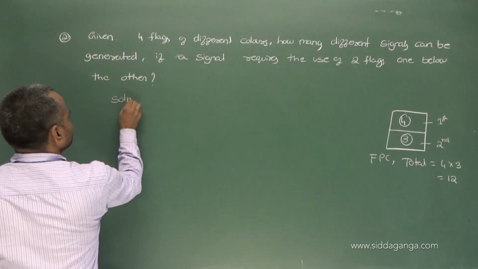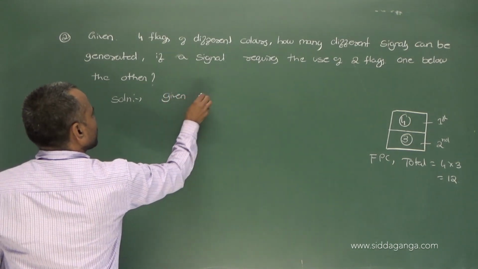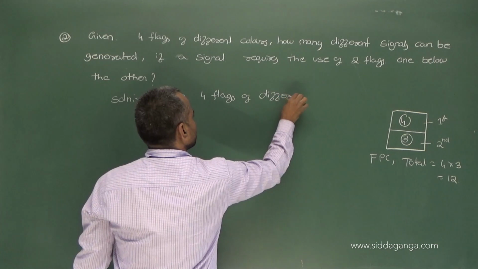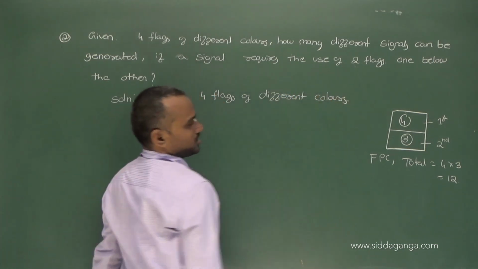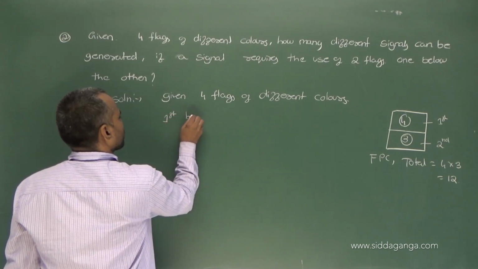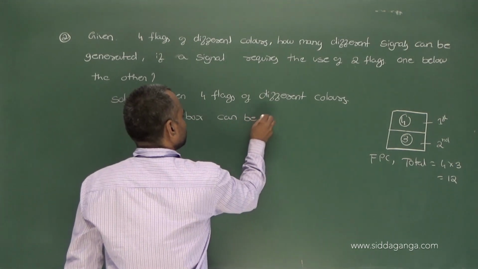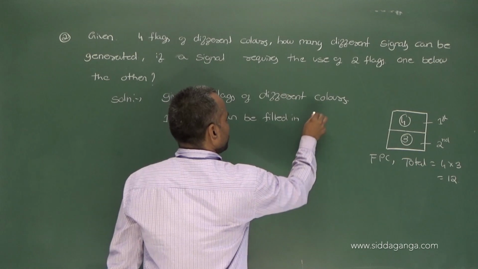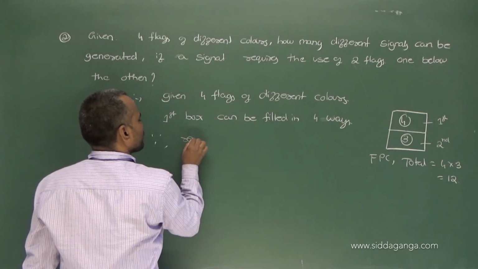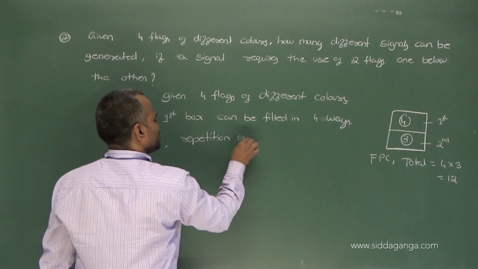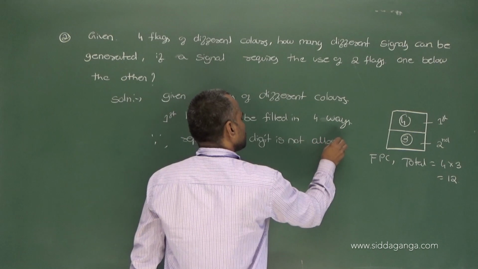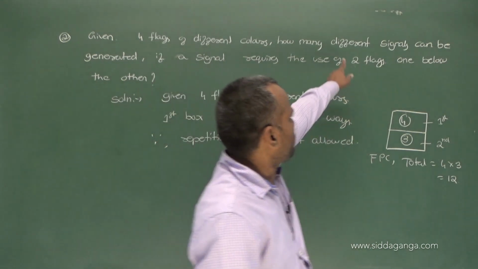Solution. Given 4 flags of different colors. First box can be filled in how many ways? 4 ways. Since repetition of the flag is not allowed, because he wants different signals.